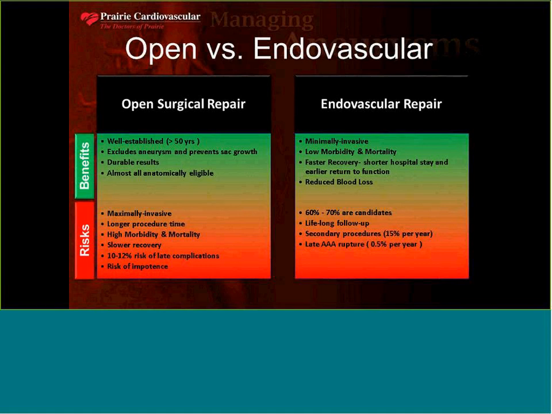Scans every year, where we're looking for endoleak, graft enlargement, or aneurysm enlargement. Patients come back for repeat procedures on occasion. Patients can develop endoleak, which we'll talk about, and there are ways to fix those.